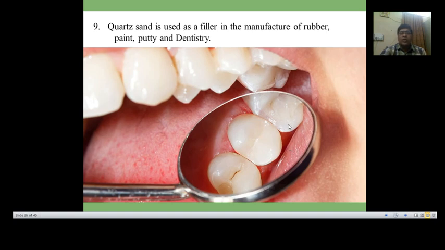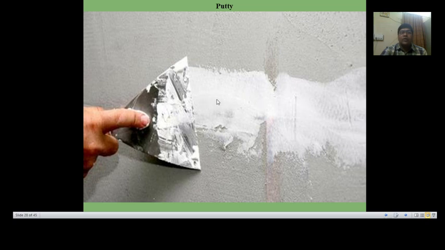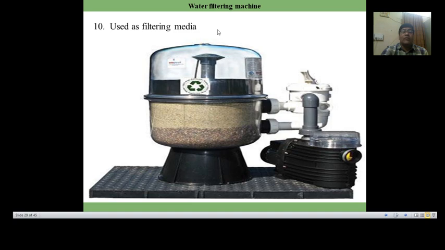Now coming to this tooth, such types of cracks we may get sometimes in the tooth, and these are filled with quartz powder by the dentist. Such quartz sand is used as a filler material, used for filling this area, that's why it is called a filler in the manufacture of rubber, paint, putty and dentistry. Putty is a white powder mixed with certain water or reagents, used for smoothing the wall surfaces in residential and commercial buildings. It is also used in the filtering of media.